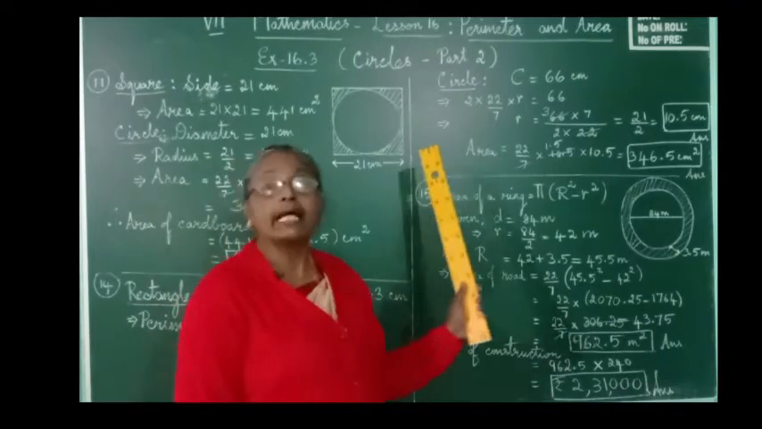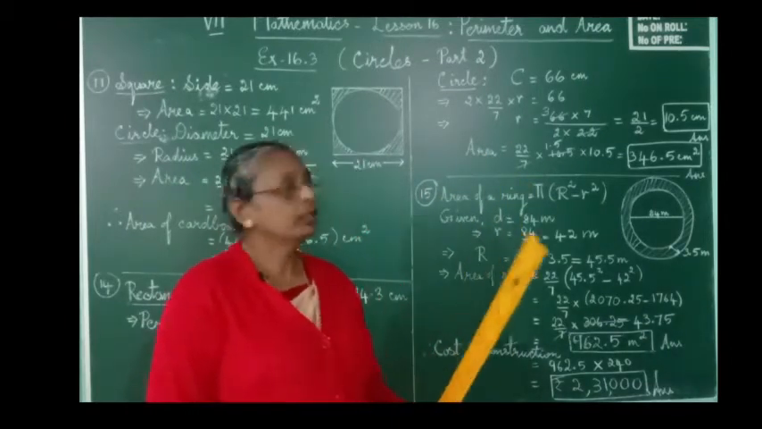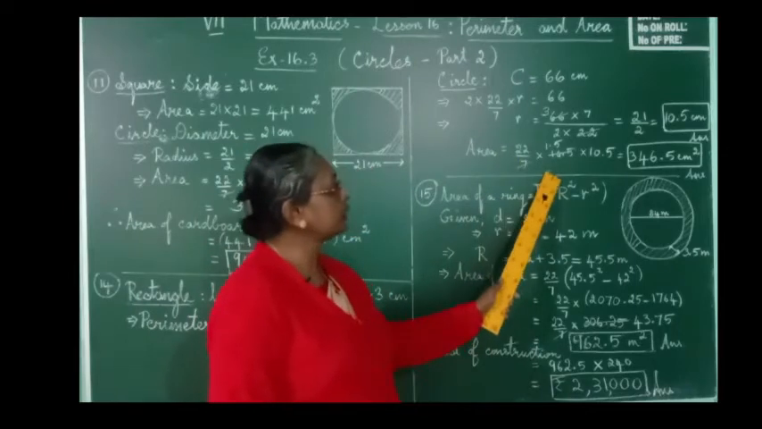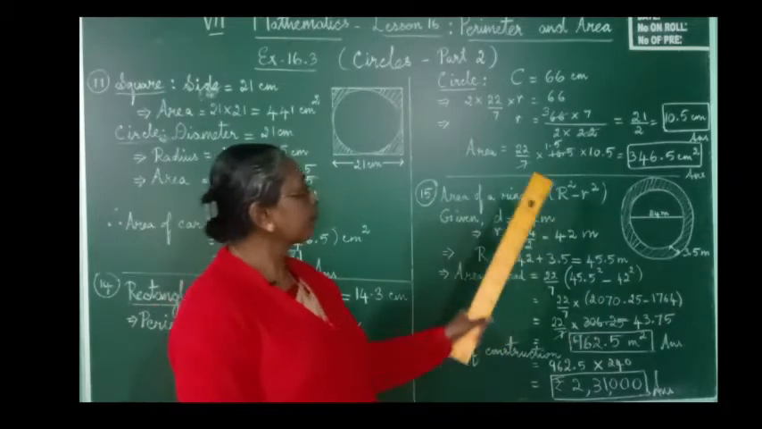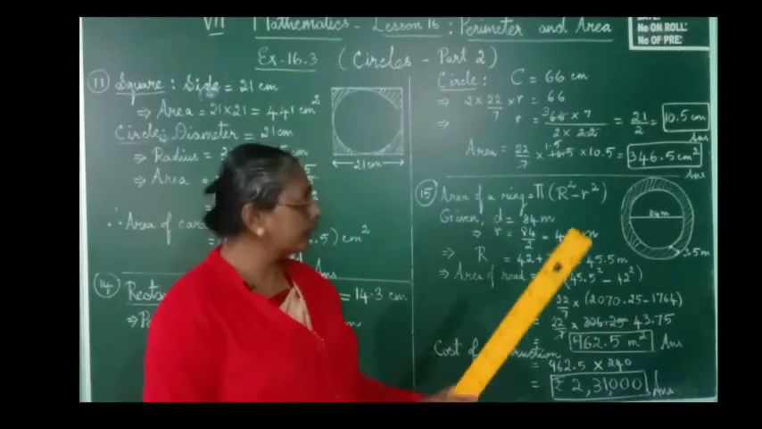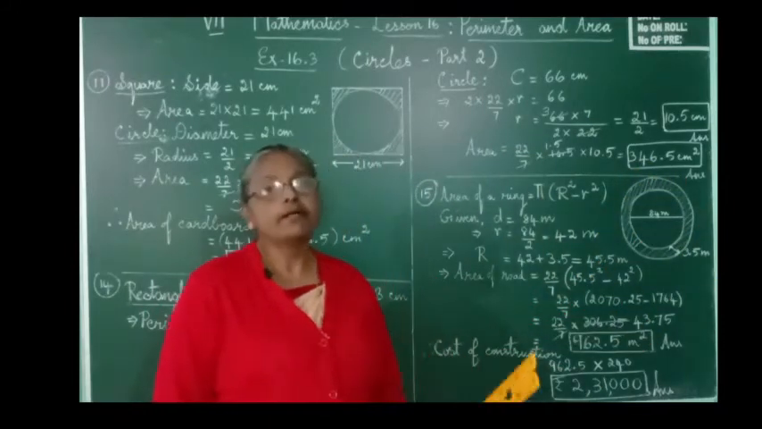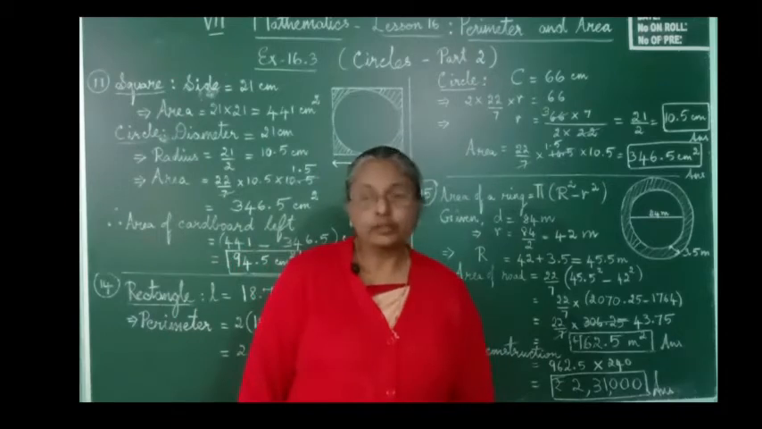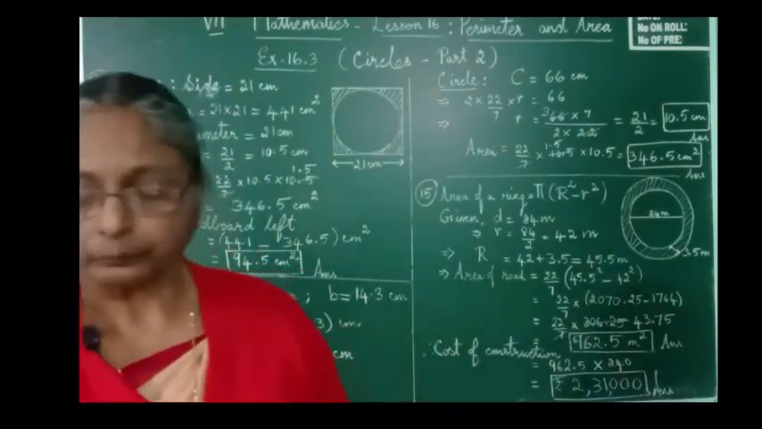Next, we are asked to find the area. Area is pi r square. So pi is 22 by 7 into r, 10.5 into 10.5 when we multiply. We can cut again with 7. It is going 1.5 times. When we multiply all, we get 346.5 centimeters square. So that is the area of the circle which we are asked to find.